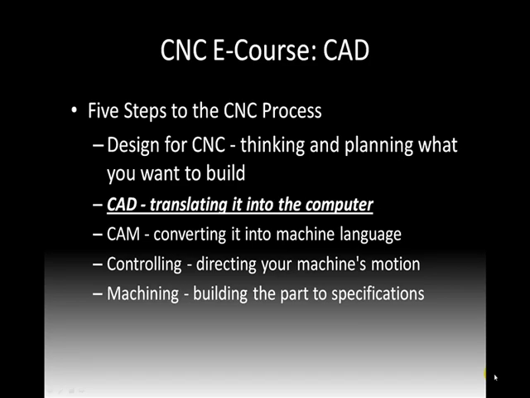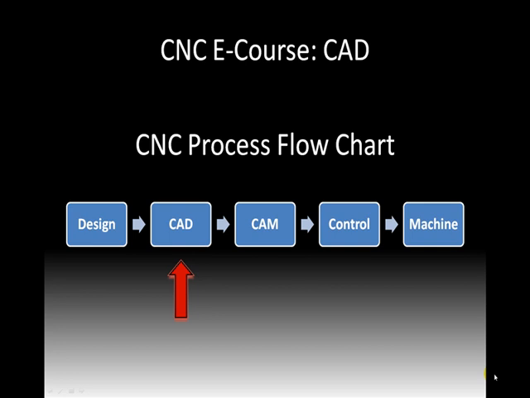Really, this is our 5-step CNC process here, and this is going to be the second one in that process, CAD. And really what we're doing is translating our design that we did in step 1 out of the 5. We're going to translate that design into the computer so we can manipulate it, resize it, and then also save it for later. This is that flow chart that we saw yesterday. And you'll just see we're moving down this flow chart. We're going to move to the CAD step next.